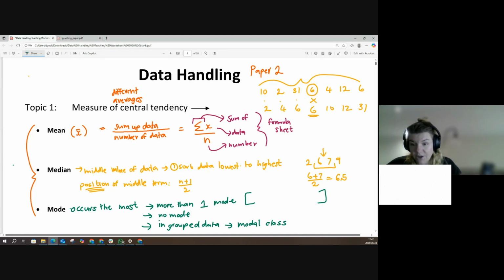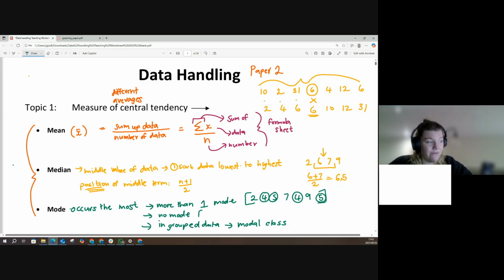Yeah, there we go. And we've got multiple ones. So if I had something, it's totally fine. If I had like 2, 4, 5, 7, 4, 9, 5, I've got 2 4s and I've got 2 5s. So I have 2 modes. My one mode is 4, my second mode is 5.